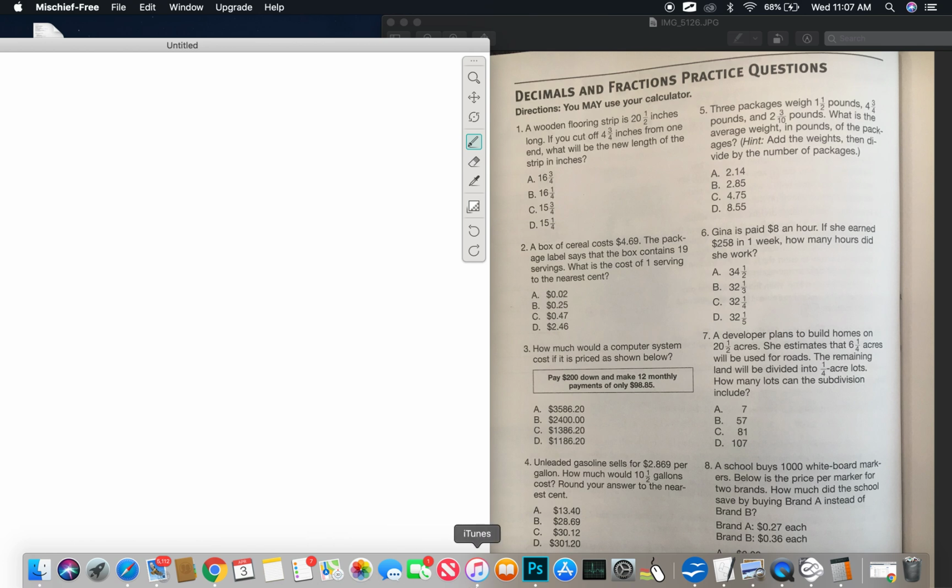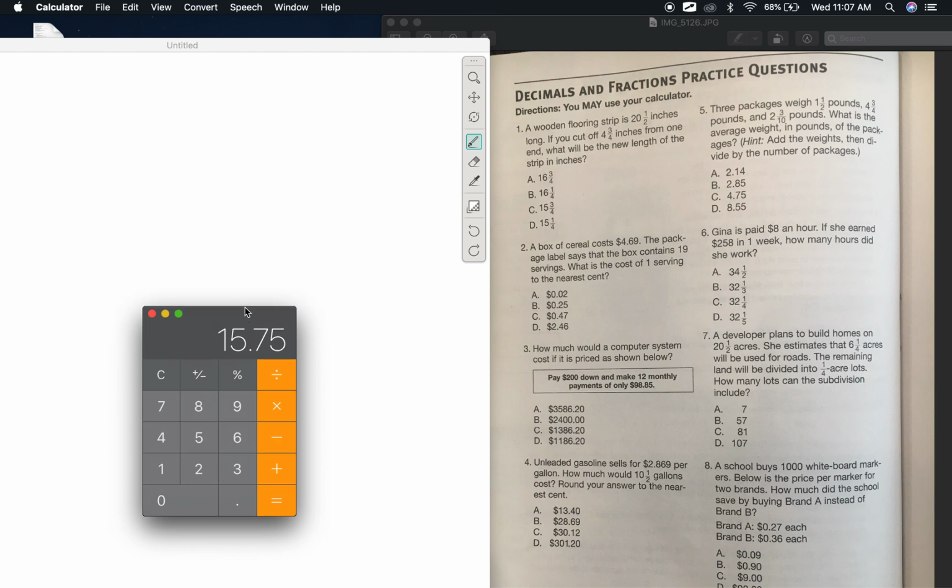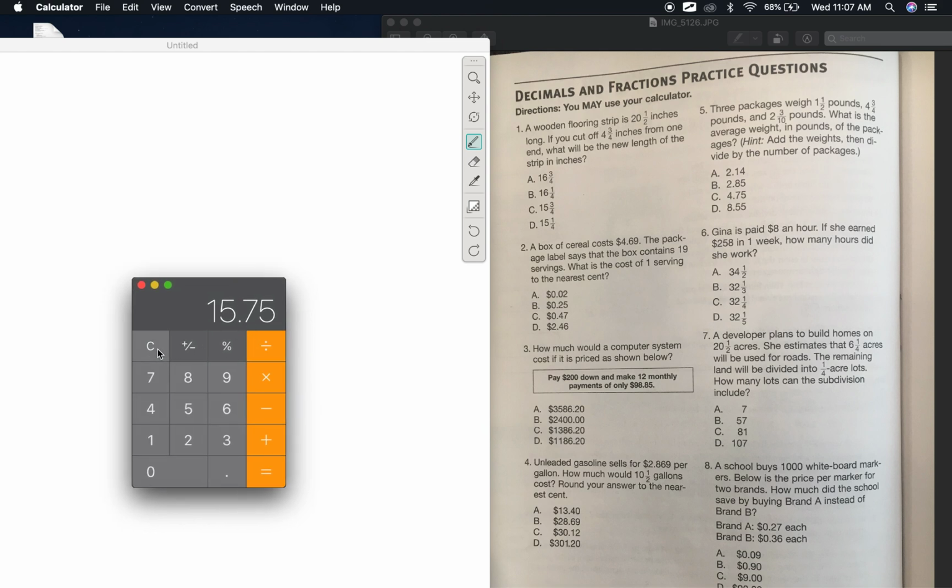Okay, so where's that calculator? Now, a box of cereal costs $4.69. The package label says that the box contains 19 servings. What is the cost of one serving to the nearest cent? So this is important. This says to the nearest cent; usually it doesn't tell you, it's not going to be an exact number, but you have to bring it to at least the closest number that's given here.